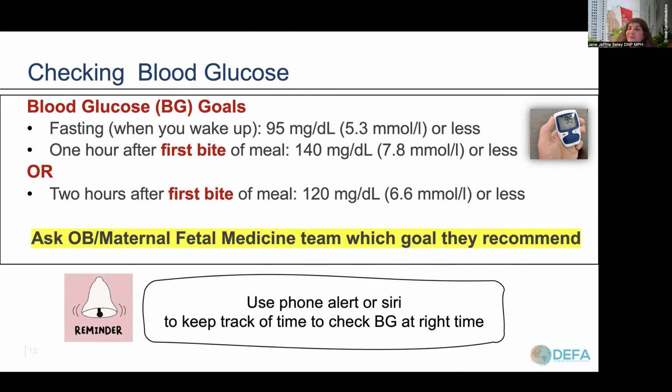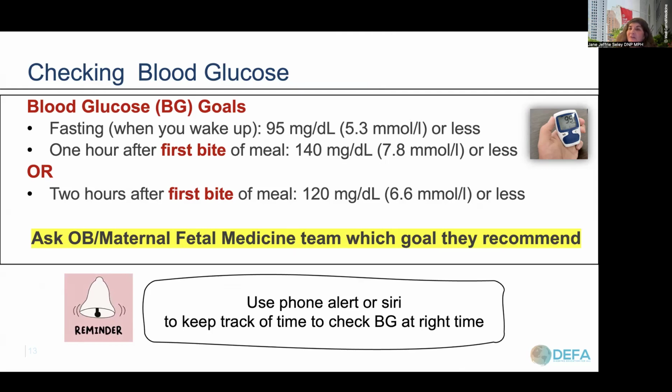And there's a difference of opinion. It doesn't really make a difference if you check 1 hour postprandial or 2 hours postprandial. The clinician decides which one they want to ask for, and the person continues to check that one time. So if it's 1 hour after the first bite of the meal, then the goal should be lower than 140 milligrams per deciliter or 7.8 millimoles. And if it's 2 hours after the first bite, it's lower than 120 milligrams per deciliter or 6.6 millimoles.